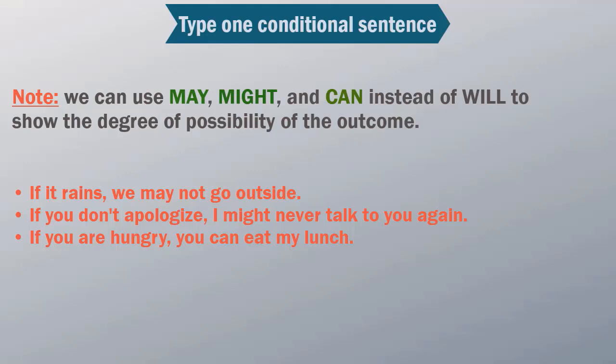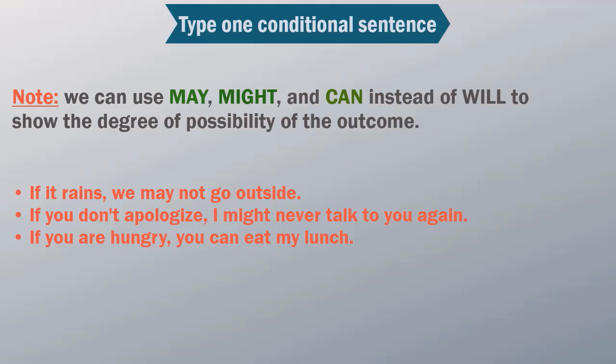If you don't apologize, I might never talk to you. I will not talk to you again. I might not talk to you again. Will not, certain. Might not, 50-50. I might do it, I might not do it, right?